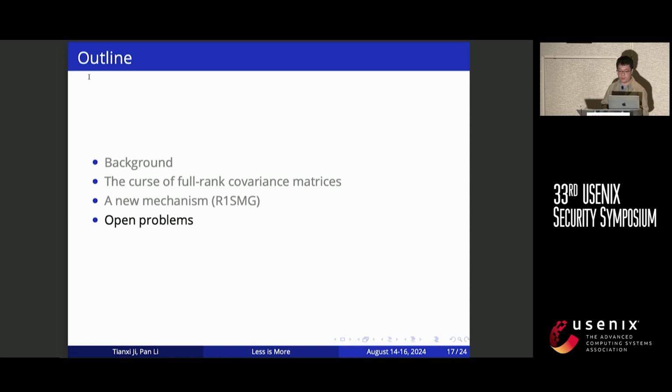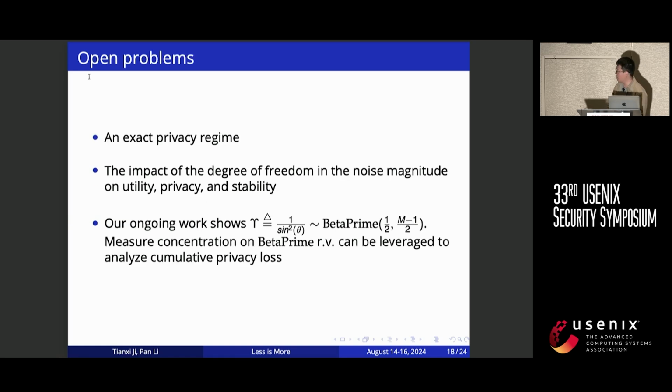And now I will talk about some open problems. The first is, of course, we need to derive the exact privacy regime for our scheme. And the second, we need to study the impact of the degree of freedom in the noise magnitude, its impact on the utility, privacy and the stability. And the last one is, in our ongoing research, we find that the 1 over the square sine value is attributed to the beta prime distribution. If you plot that, you can see that distribution is highly concentrated around a very small range. So we can leverage the measure concentration of beta prime random variable to derive a tighter cumulative privacy loss.